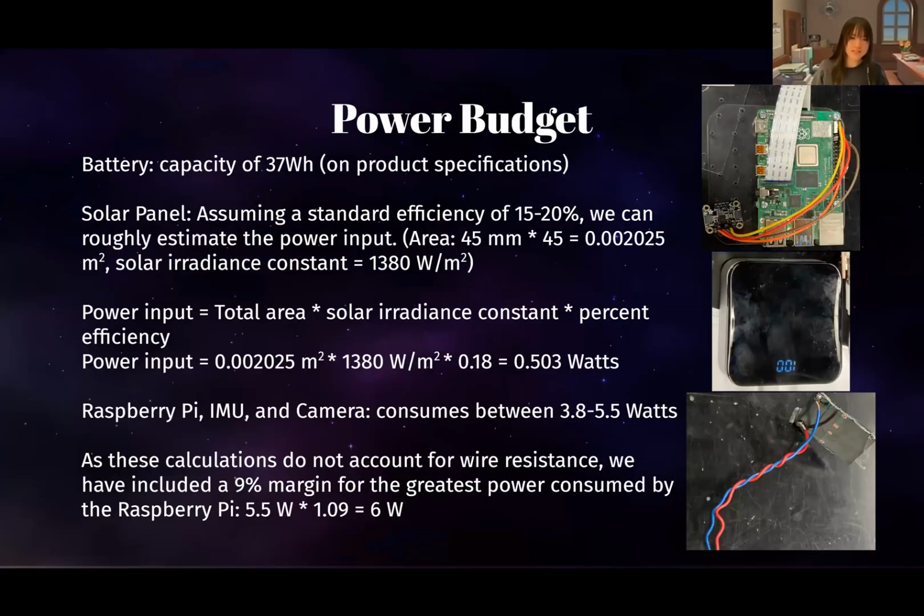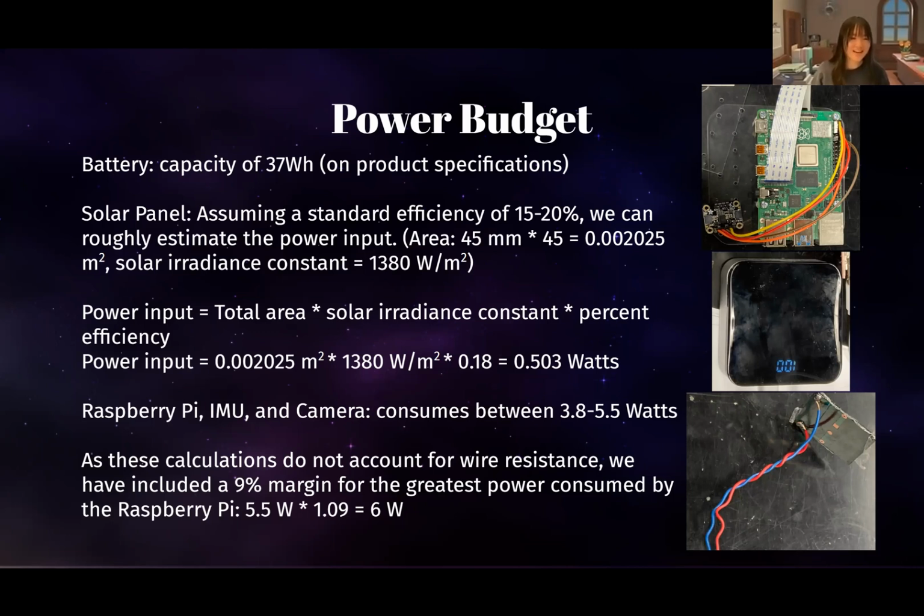So for a power budget, we have 3 major components that I would like to cover for today. First of all, we have a battery, which will provide our power, our voltage source. And then we also have a solar panel, which charges very slowly. As you can see over here, our power input is going to be 0.503 watts.